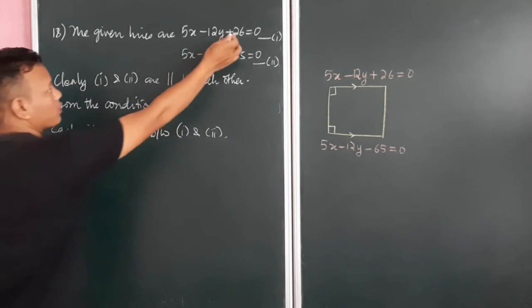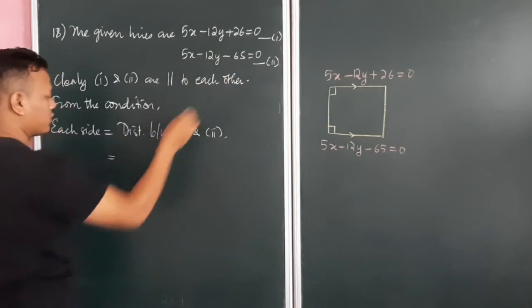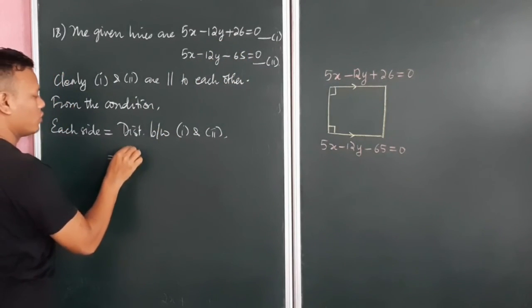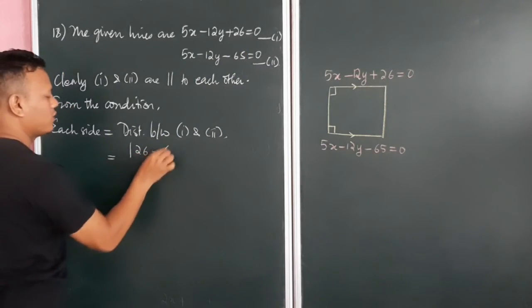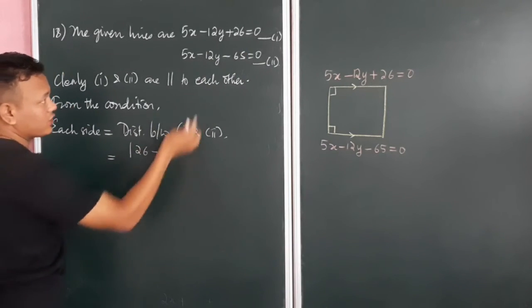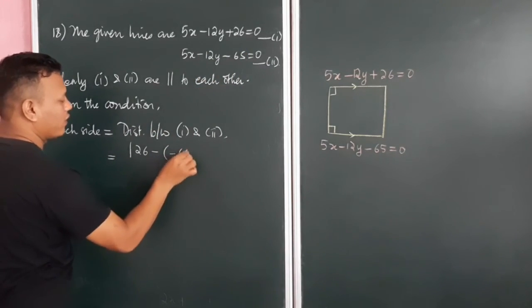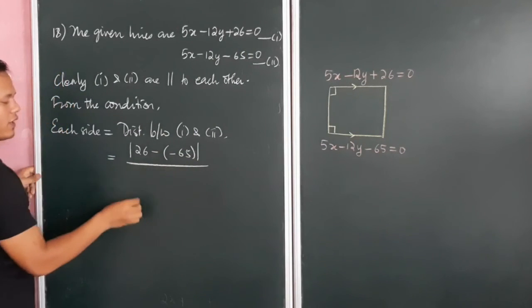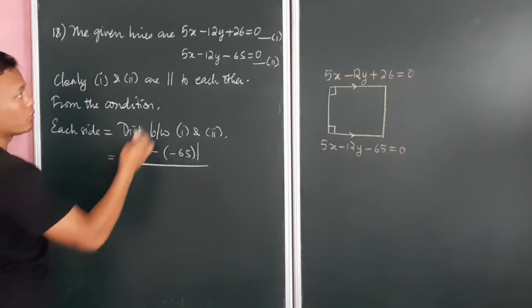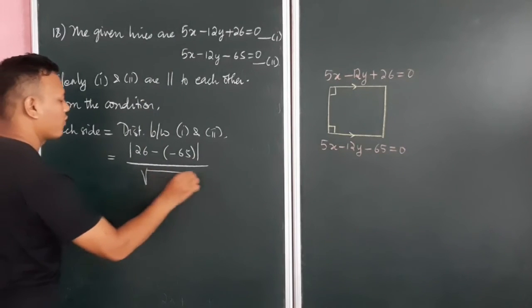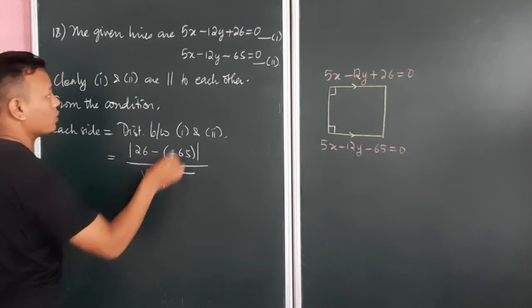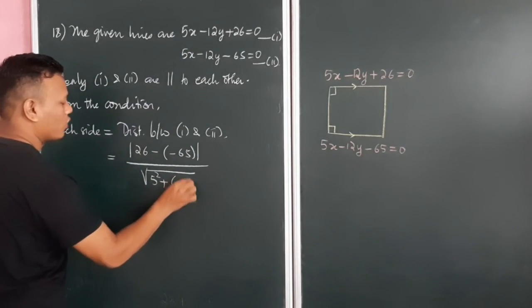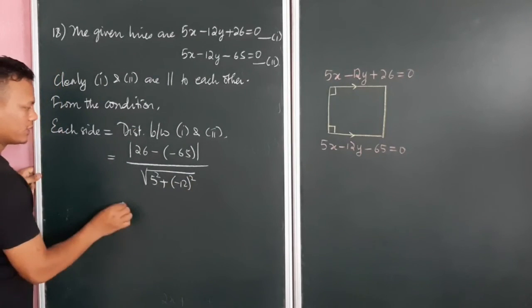So for the distance, this is my C, this is my C dash. So this becomes 26 minus C dash, where C dash is minus 65, whole divided by the square root of a square plus b square. A is 5, so 5 square plus b square, b is minus 12 whole square. Let's calculate how much this is.